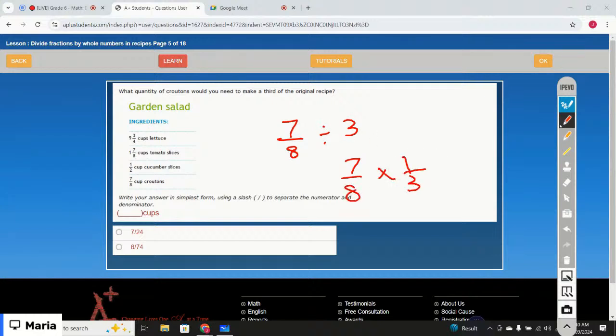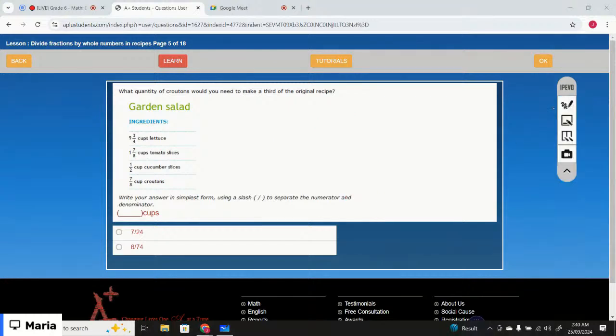You need to divide all the ingredients by 3, right? So that is 7/8. 7 times 1 is 7, and 8 times 3 is 24. That means for the third of the original recipe, you are going to use the croutons by 7/24. Option number 1 is the correct option. Got it?